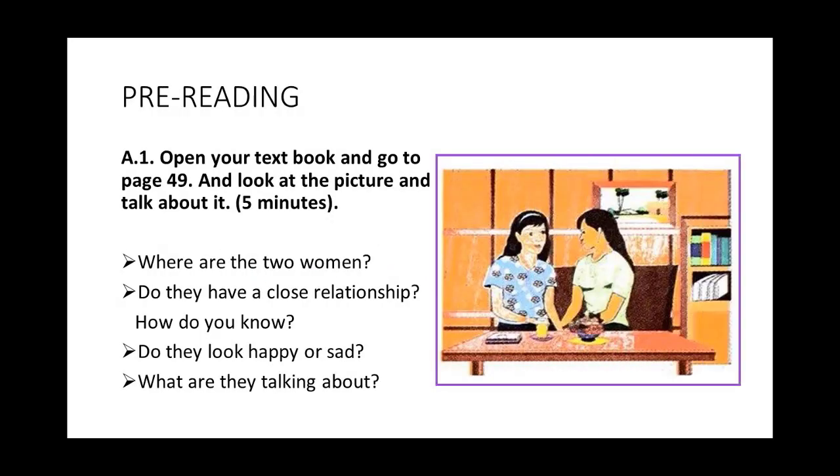Before you start reading, I would like you to open your book to page 49 and look at the picture and talk about it. There are four questions that can help you to talk about the picture. Where are the two women? Do they have a close relationship? How do you know that? Do they look happy or sad? What are they talking about, do you think? Okay. I give you 5 minutes to talk about it.